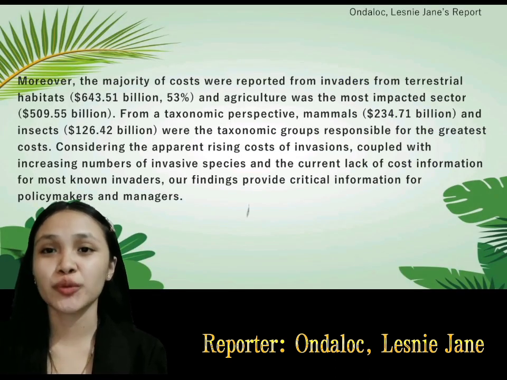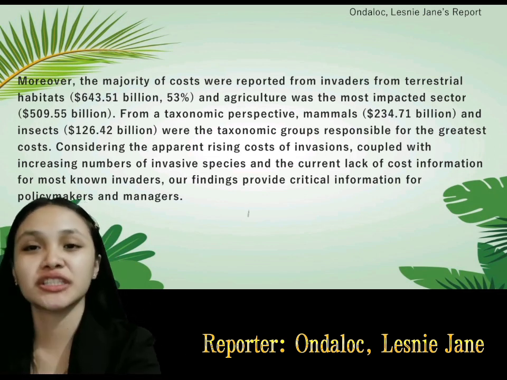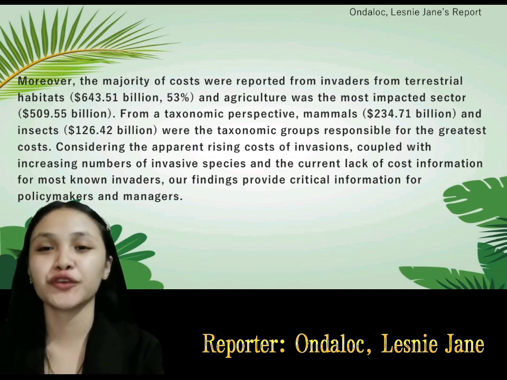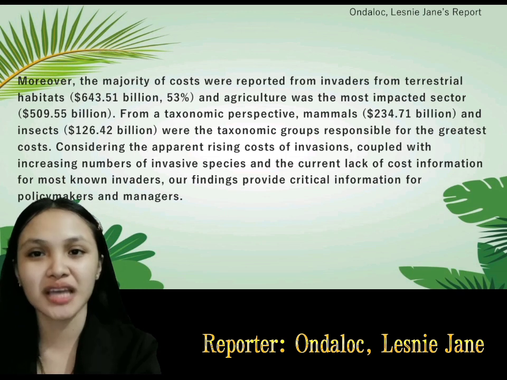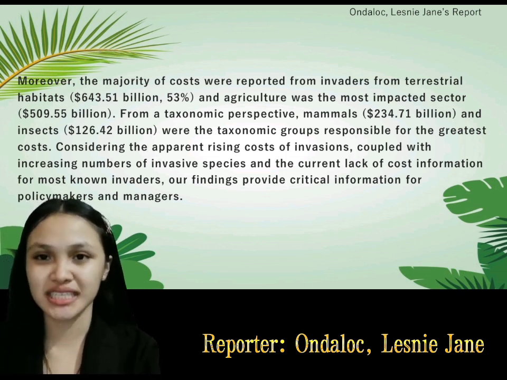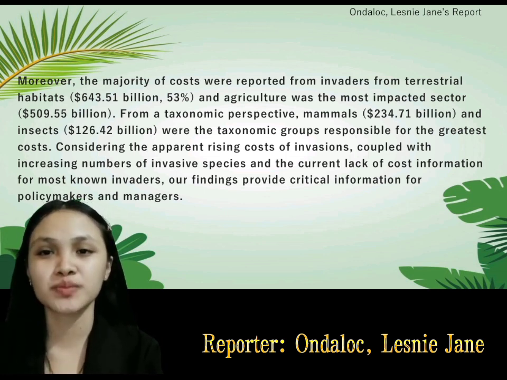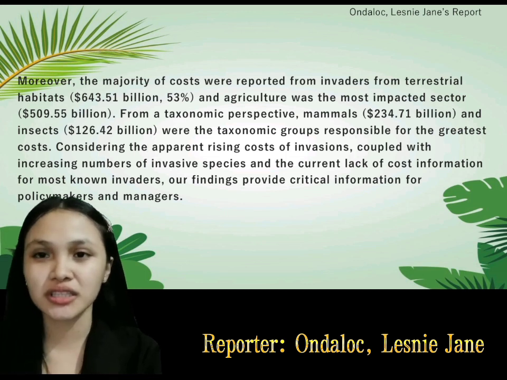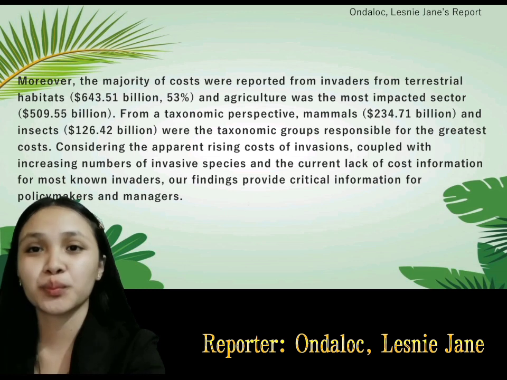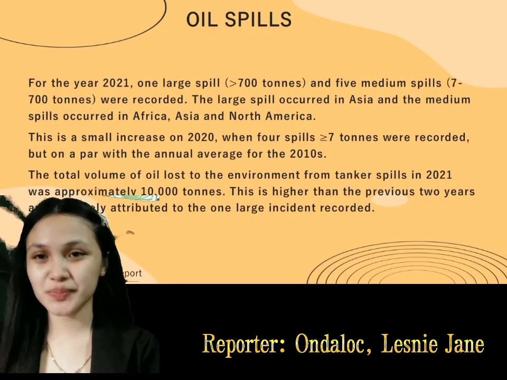Agriculture was the industry with the greatest impact, over $509.55 billion, and the majority of expenses, $643.51 billion or 53%, were associated with invasive species in terrestrial ecosystems. Mammals and insects accounted for the largest taxonomic group costs, totaling $234.71 billion and $126.42 billion respectively.